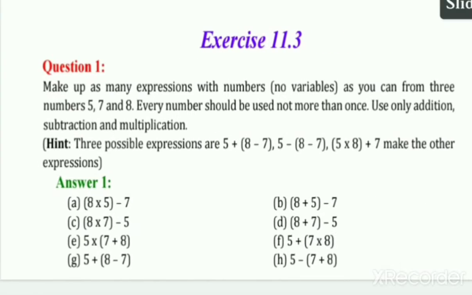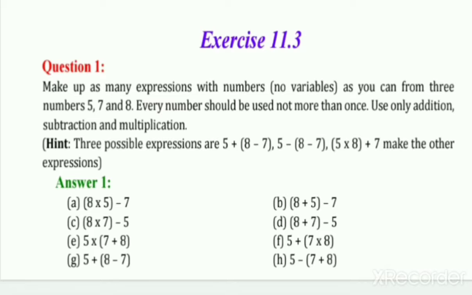Now we have the next exercise, that is 11.3. So we have question number 1. Make up as many expressions with numbers and no variables as you can from 3 numbers. You can form them from the 3 numbers 5, 7 and 8. Every number should be used not more than once. Use only addition, subtraction and multiplication.